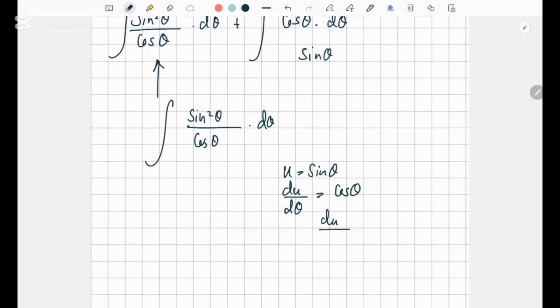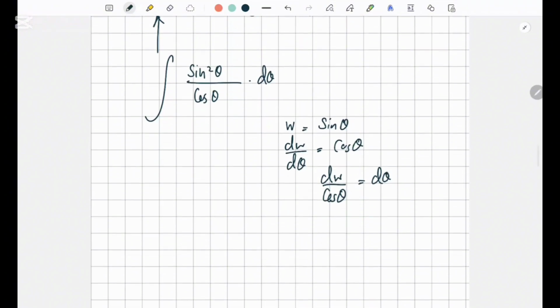So du, wait, I took u, right? So let's take w, because the previous substitution we took was u, and then we took t equals tan, and now let's take w. So w equals sine theta. dw over dθ equals cos theta. dw over cos theta equals dθ.